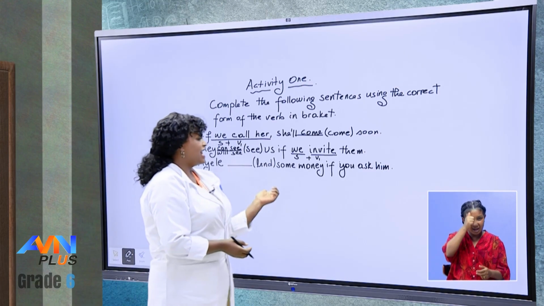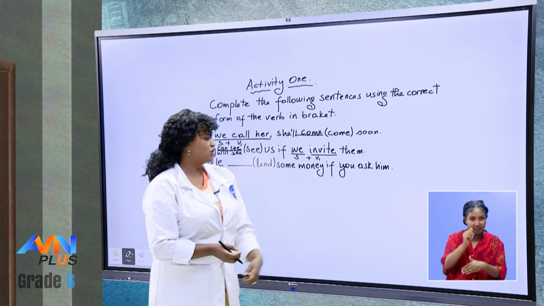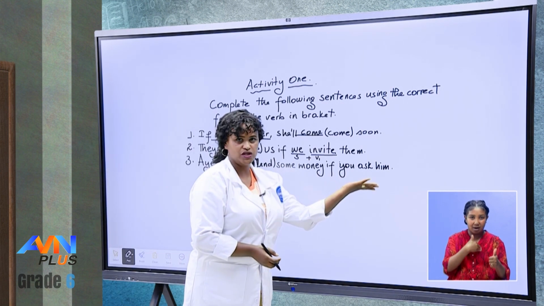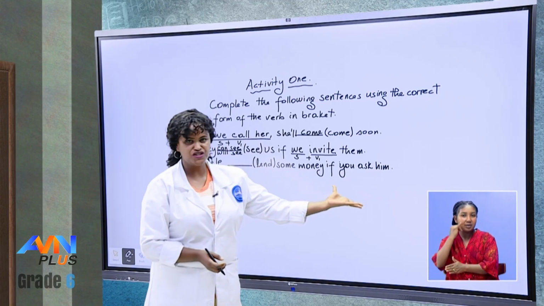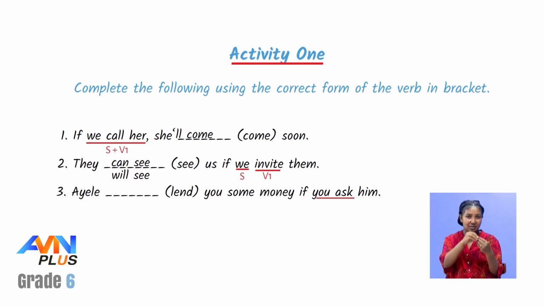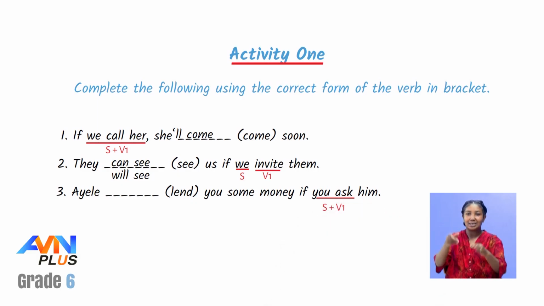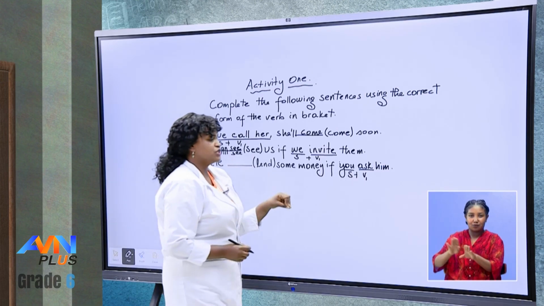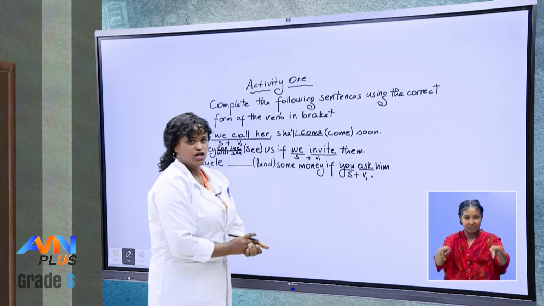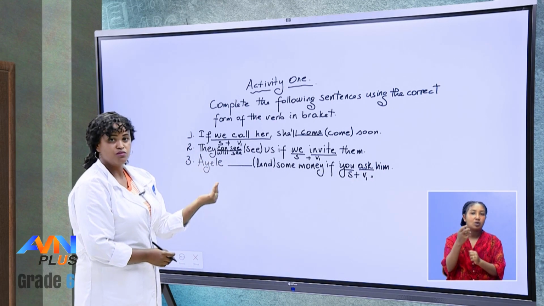Let's come here. Ayele blank lend some money if you ask him. Look, what do we have here? Main clause at first and if clause at last. How is the if clause constructed? You, subject, plus ask, verb 1. Yes? So in all 3 sentences, the if clause is complete, and it is completed by subject plus verb 1, which is simple present. So what do we need to come up with here? A future or modal possibility.